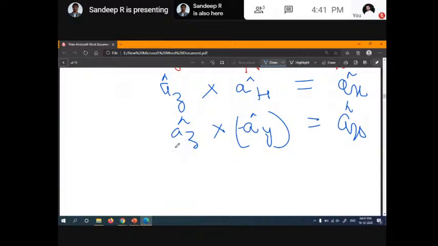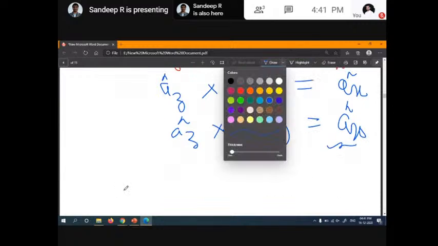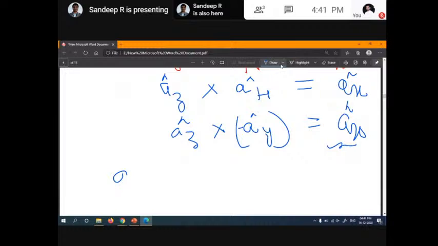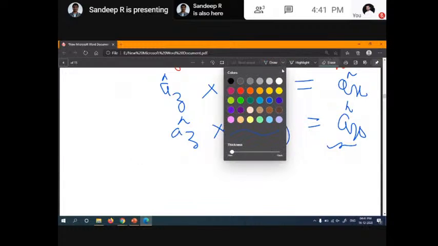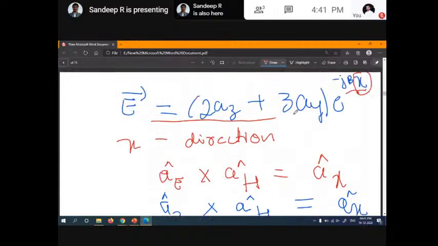So first vector is AZ. If you take AY, the cross product will be minus AX. But since the cross product should be AX cap, AZ cross minus AY will result in AX. So this is the first unit vector that we have got for AH. So for the first case, AH should be equal to minus AY. In the second case, we have 3AY.